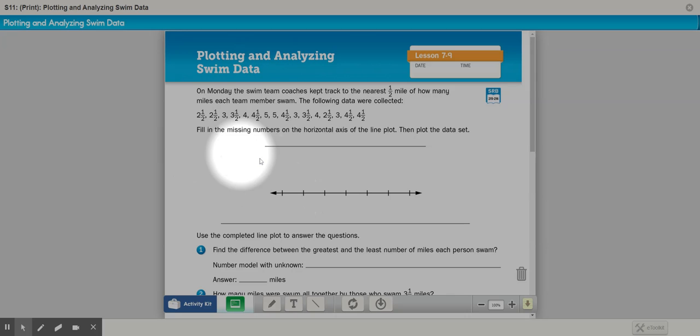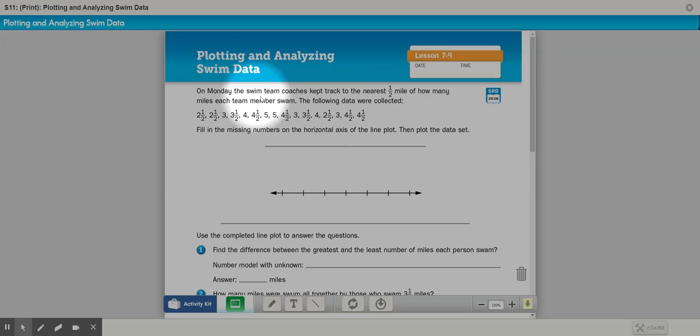Alrighty, so first things first, let's take a look at this one. It's plotting and analyzing. Sounds really hard, but plotting just means putting it on a chart or a graph, and analyzing it means looking at it and asking questions and answering them. And it's swim data because it's all about swimming, and there's the data right there.